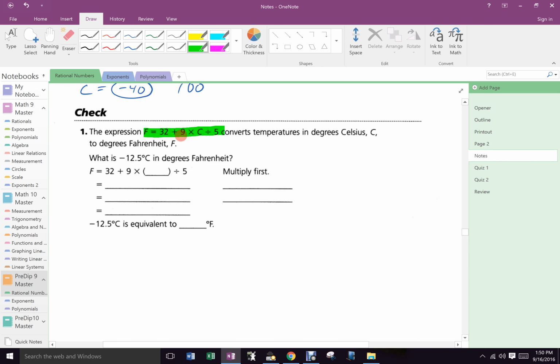Now please notice in the Fahrenheit version, what's missing? There's no brackets. Why are these brackets here? Because it's a negative 12.5. So yes, it is indeed 9.5.